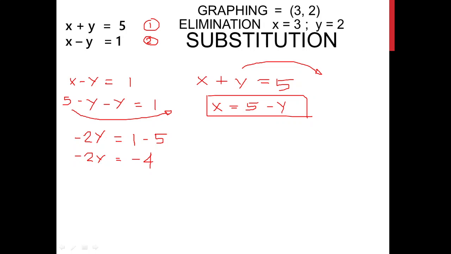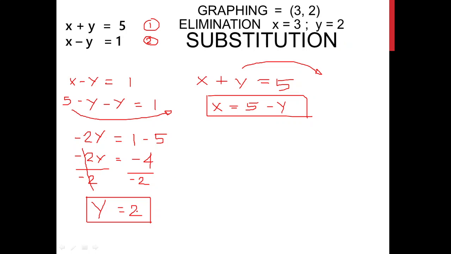To solve for the value of y, we need to eliminate the numerical coefficient by dividing both sides by its numerical coefficient, including the sign. Negative 2 divided by negative 2 gives you positive 1. What's left is y. Negative 4 divided by negative 2 gives you positive 2, which is the same as the value of our previous solutions, right?